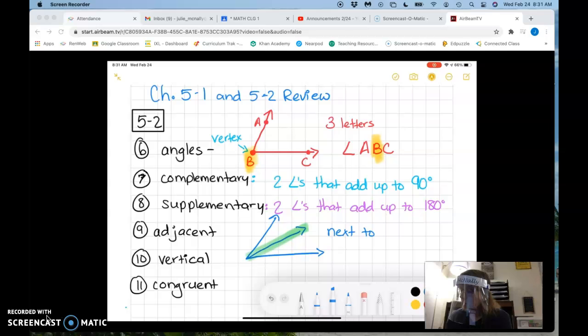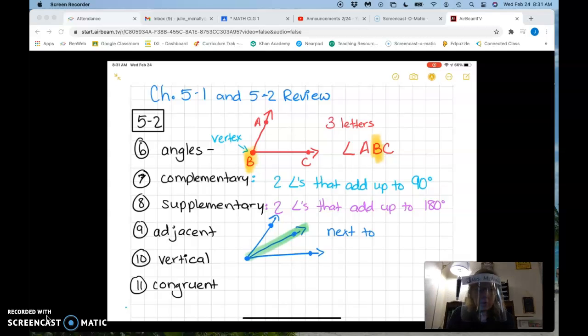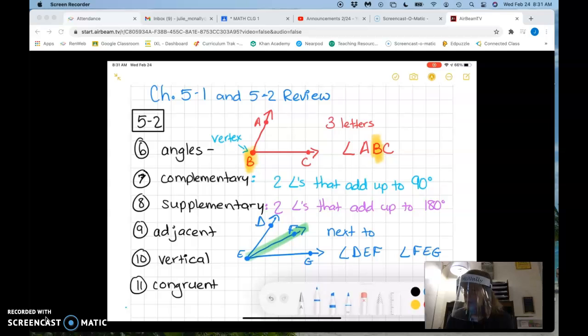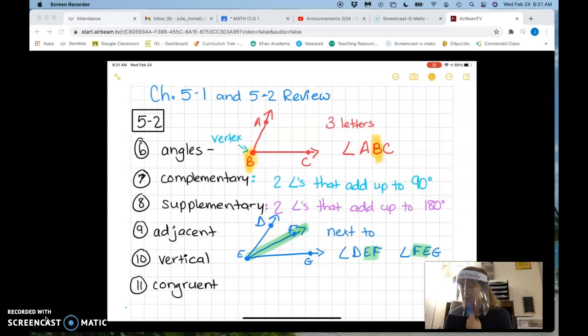So when you guys were working on IXL, this is where I showed you. Okay, so remember, we're keeping that vertex in the middle when we name them, but when you have two angles that are adjacent, you're going to see the same letters, EF and FE, because they share that common ray.